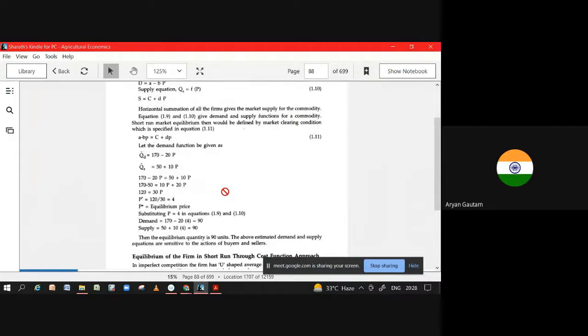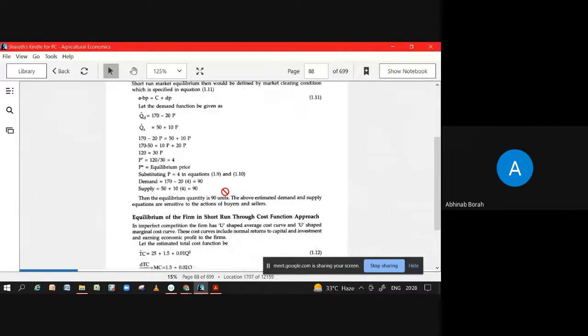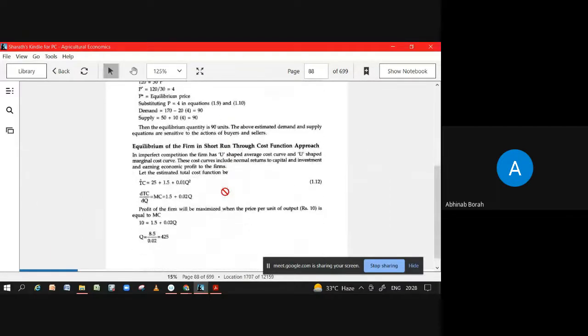Sir, when you're referring to profit, you are telling us about the economic profit, right? Not the accounting profit. Accounting profit and economic profit: accounting includes only explicit costs. Economic includes both explicit and implicit costs. Yes, I'm including both explicit and implicit.